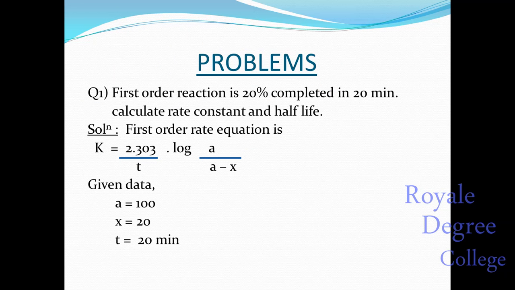Now we will see the problem, girls. The first problem: a first order reaction is 20% completed in 20 minutes. Calculate the rate constant and half-life. Here we'll see the solution. The first order rate equation is K1 equal to 2.303 by t into log A by (A minus x). Now the given data is A equal to 100, x equal to 20 and t equal to 20 minutes. We are substituting these values in this formula.